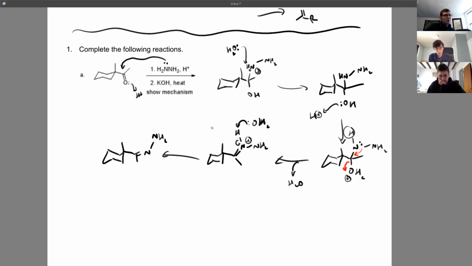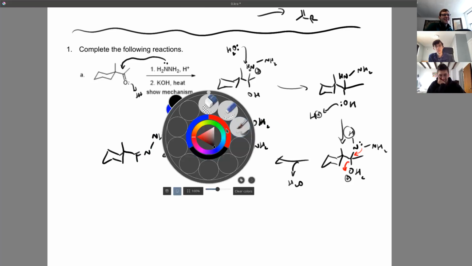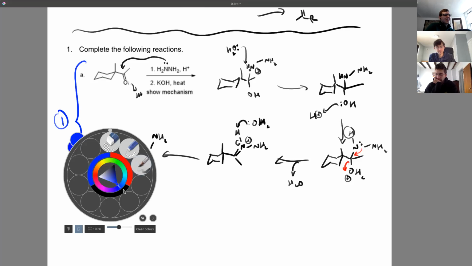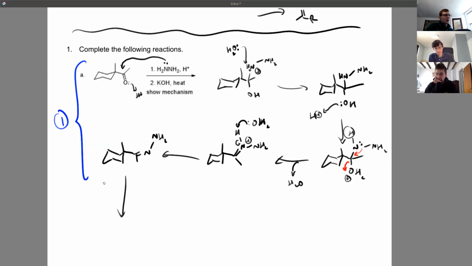So we've concluded step 1. So step 2. Now, let's have one of those hydroxide ions attack a hydrogen from our primary amine coming up off here.